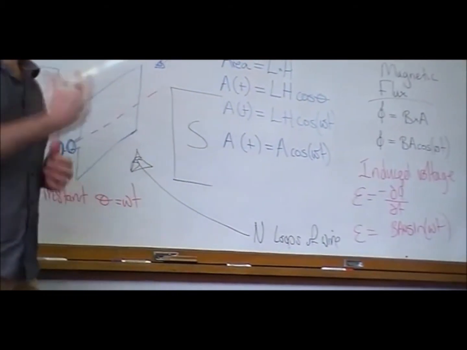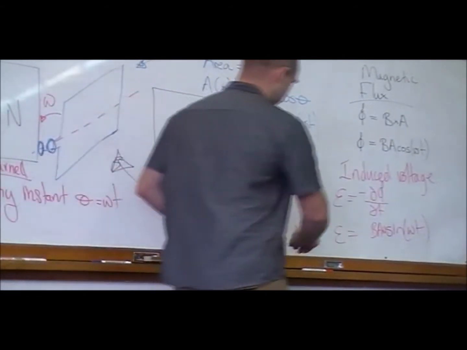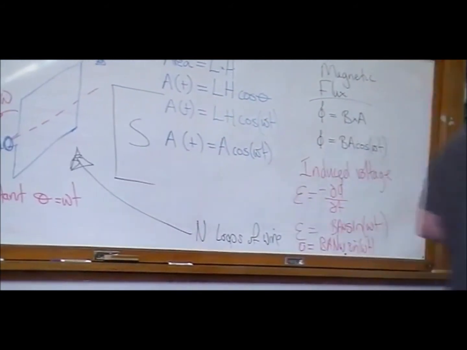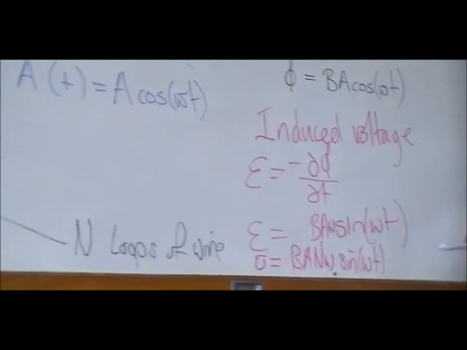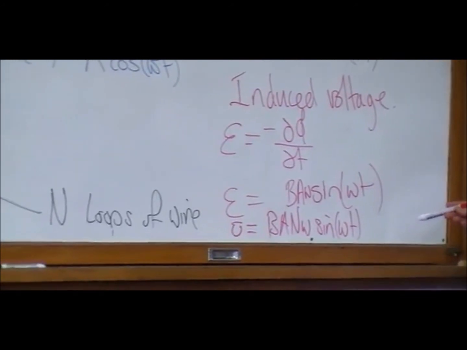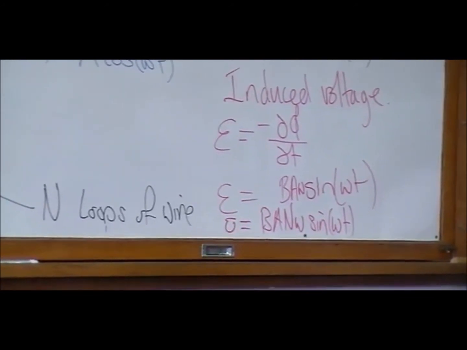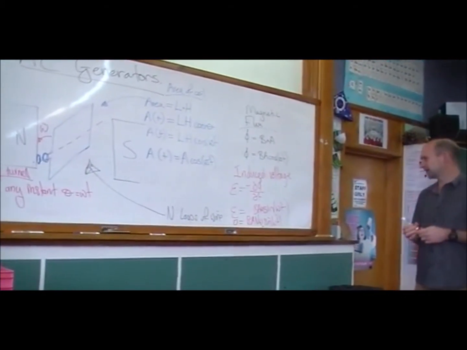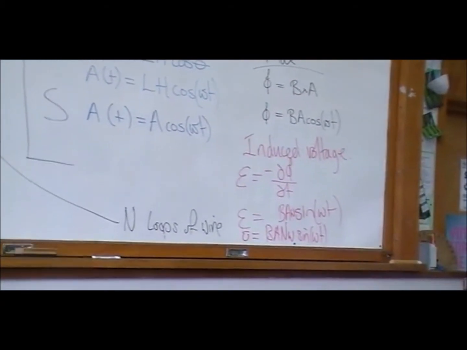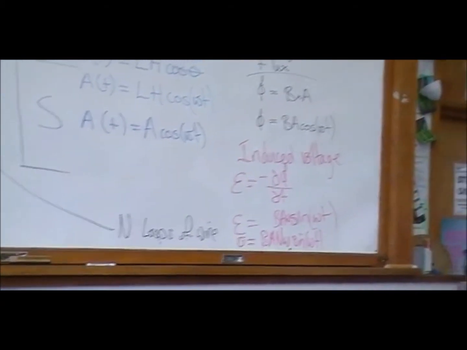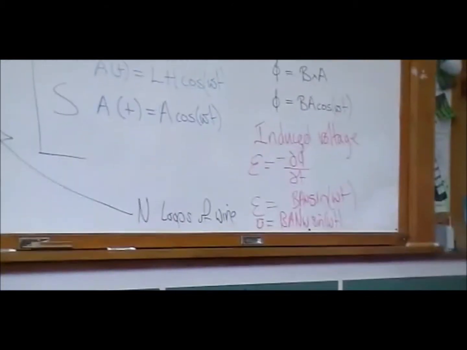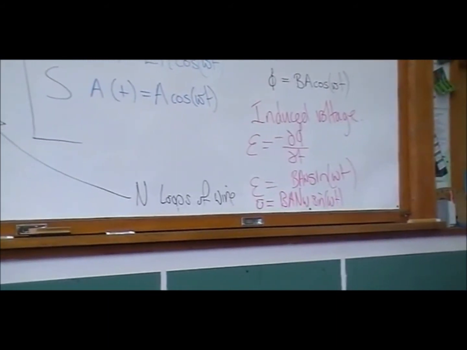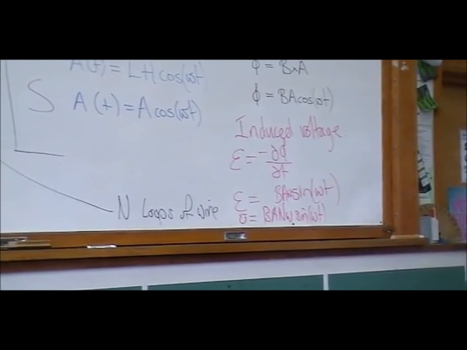So if we adjust our equation for n loops of wire, the induced voltage on that generator at any time is going to be BAN omega sin omega t. And so what we're seeing, if we have a go in a moment at graphing this voltage up, is that it's a sine curve and the amplitude of that sine wave is just equal to BAN omega. So the maximum voltage produced by our generator depends on the magnetic field strength.